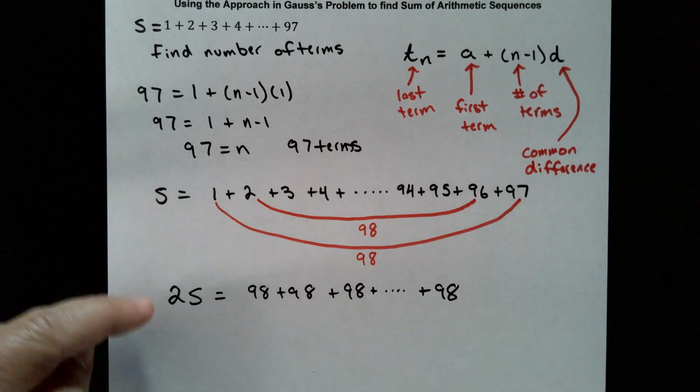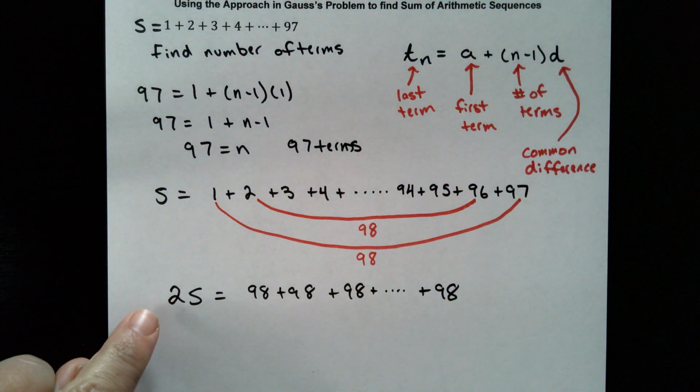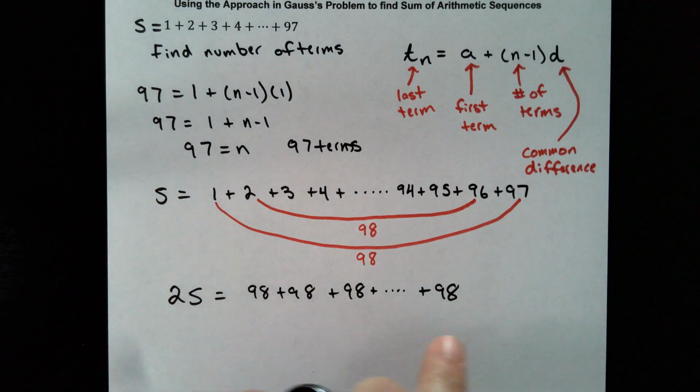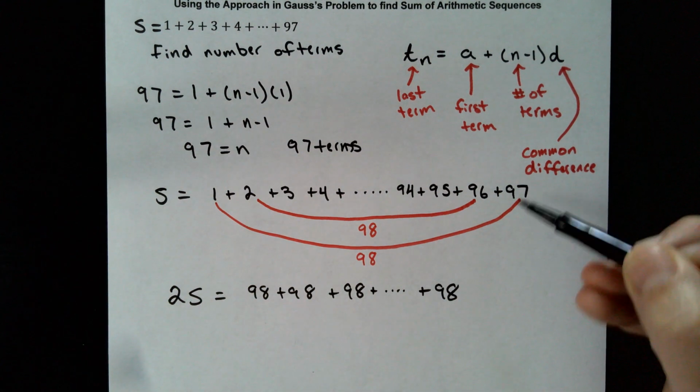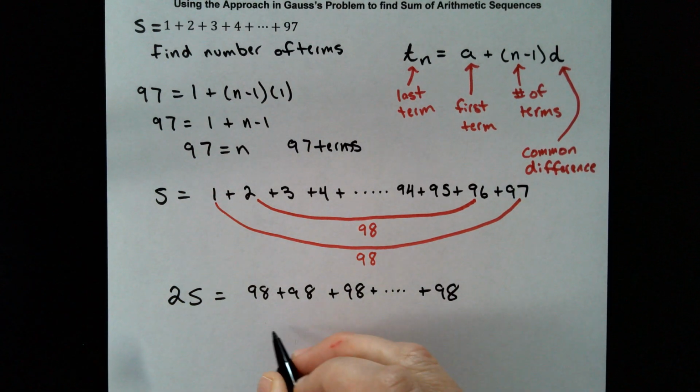Okay, this is going to be the case in every one. So you're going to pair the first and the last like this, and then you're going to say 2S is equal to whatever these pairs are. And there should be the same number of terms in both of these. There should be 97 terms. The reason that's helpful is because of this.